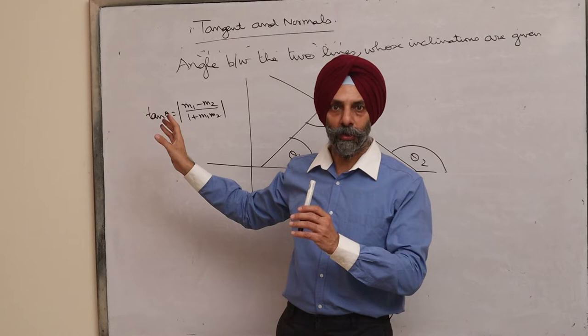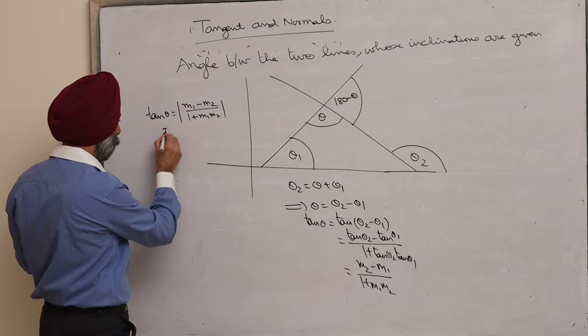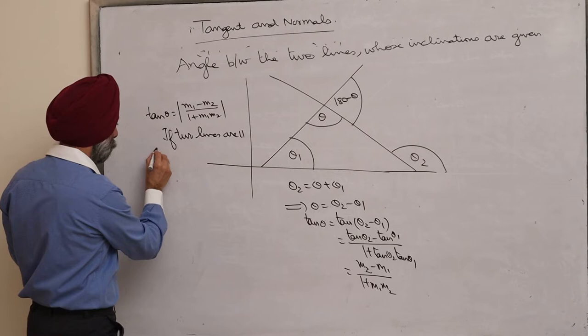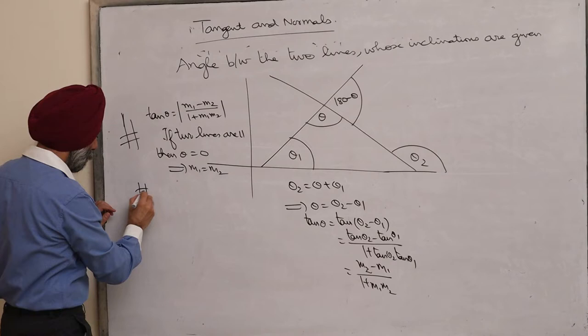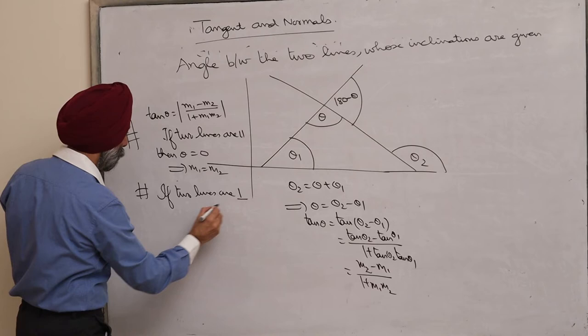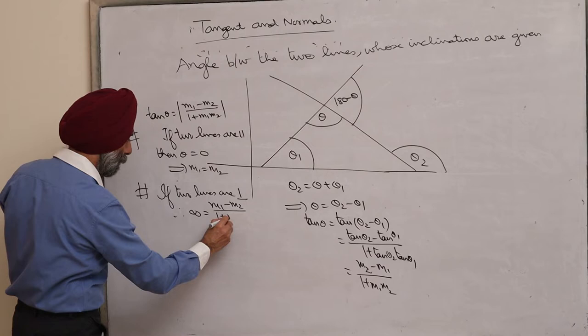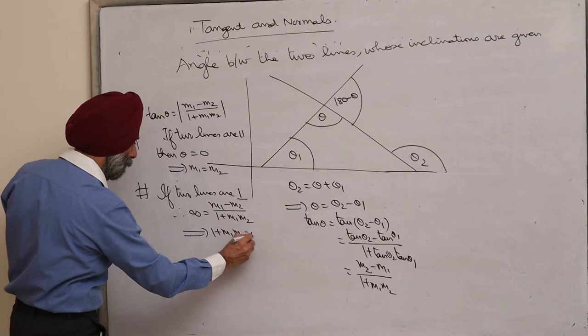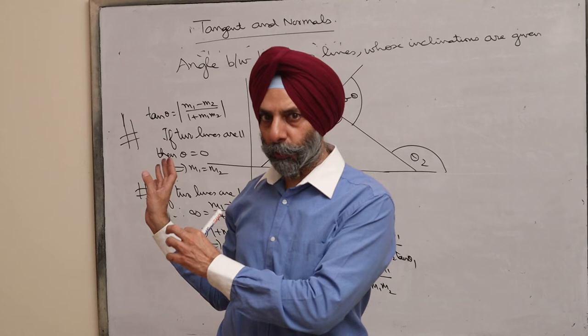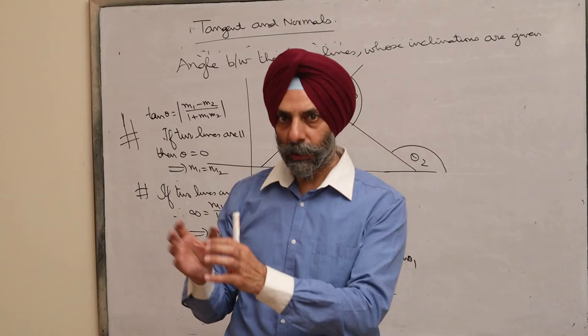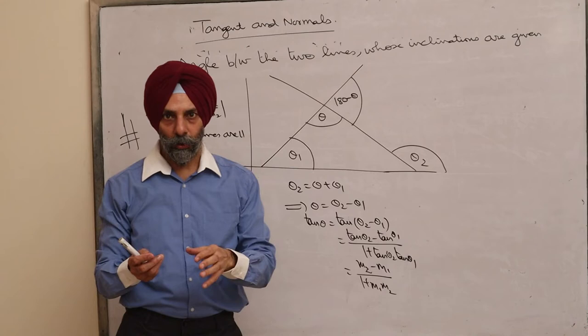Now, from here you can see that if two lines are parallel, then theta equals 0, which implies m1 is equal to m2. If two lines are perpendicular, then infinity is equal to m1 minus m2 over 1 plus m1 into m2, or this implies that 1 plus m1 m2 is equal to 0, or this implies that the product of these slopes is equal to minus 1. So we are going to use all these properties of slope and all these results based on slope to discuss the application of derivatives, or to discuss the tangent and normals under the topic application of derivatives.